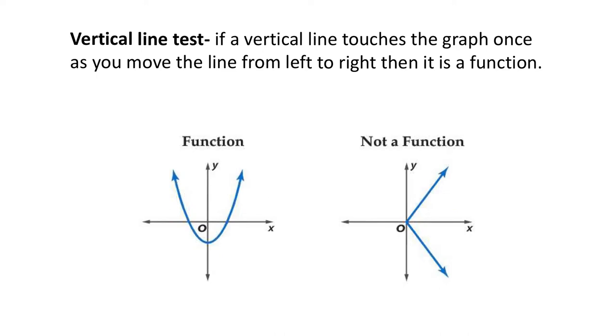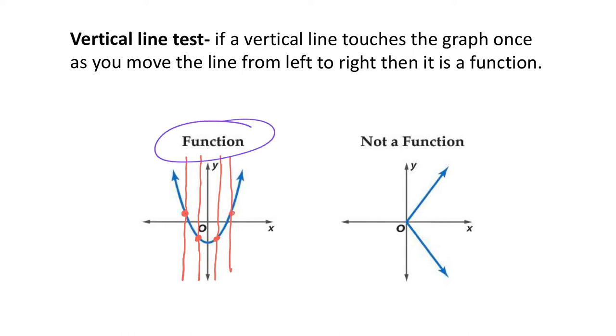But why is this one a function and why is this one not? Using the vertical line test, you use a vertical line, and if that vertical line touches the graph only once as you move it from left to right, then it is a function. I'm going to give you an example of a vertical line on this graph. I'm just going to make a red vertical line. Notice the red line crosses the graph once. I'll draw another one, and it touches once. Another one. No matter what, when I draw that vertical line on that graph, it only touches once. So that's why this is a function. It passes the vertical line test.